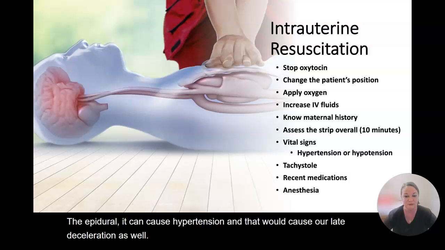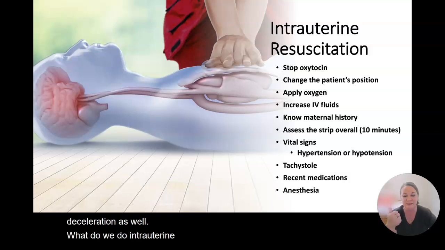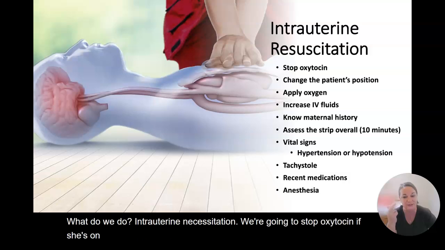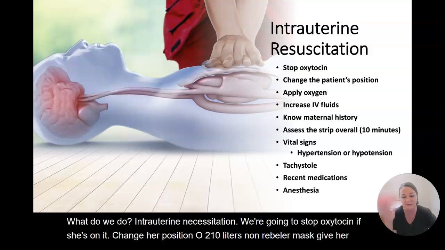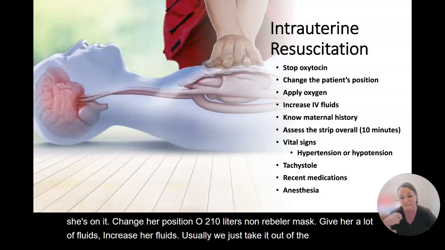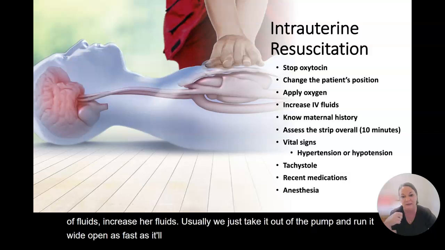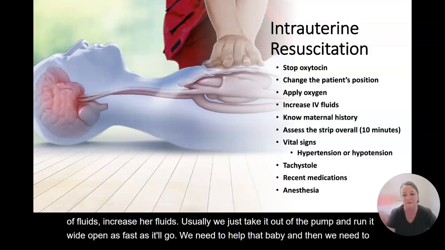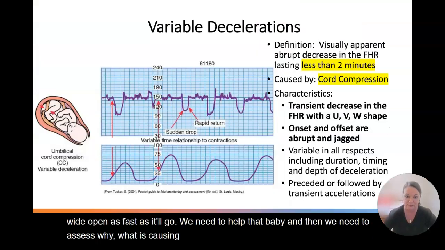What do we do? Intrauterine resuscitation. We're going to stop oxytocin if she's on it, change her position, O2, 10 liters, non-rebreather mask. Give her lots of fluids. Increase her fluids. Usually we just take it out of the pump and run it wide open as fast as it'll go. We need to help that baby. And then we need to assess what is causing this so that we can fix it.